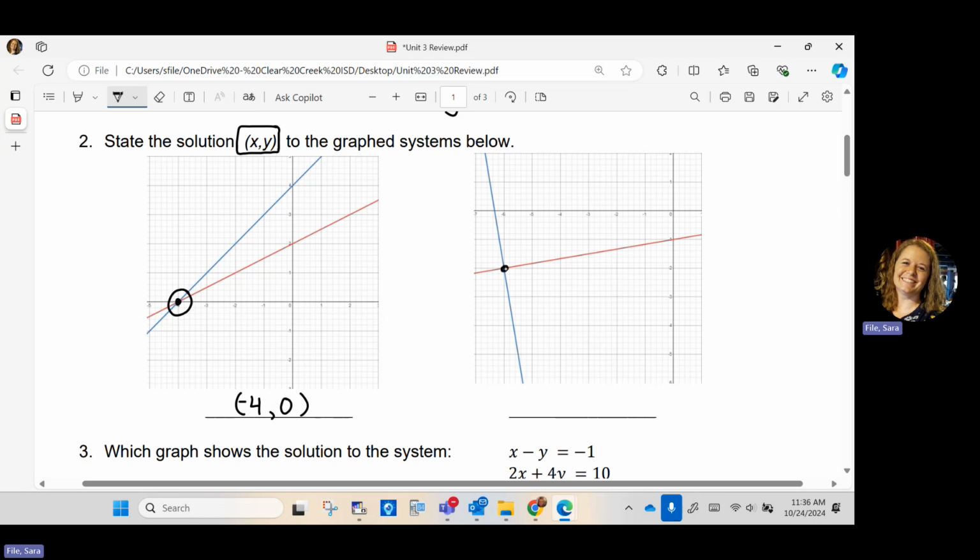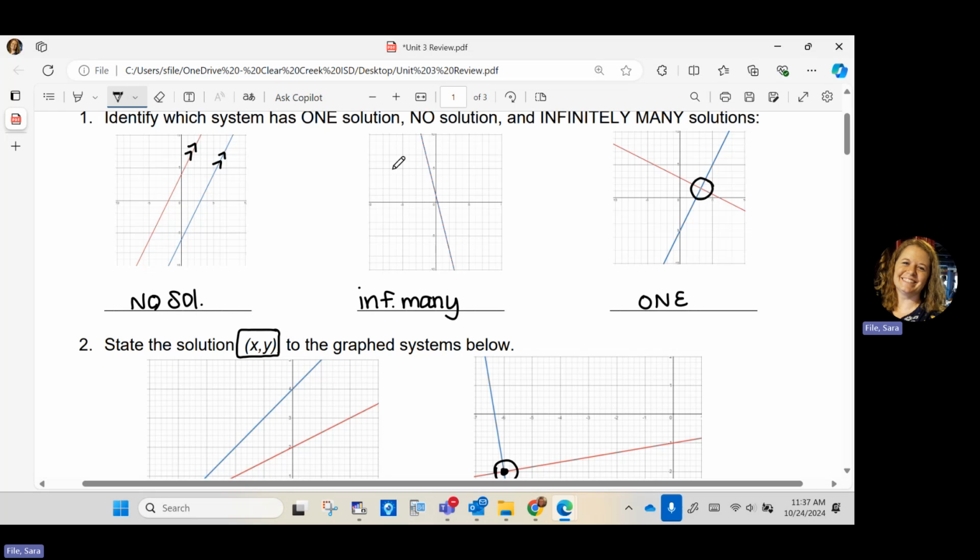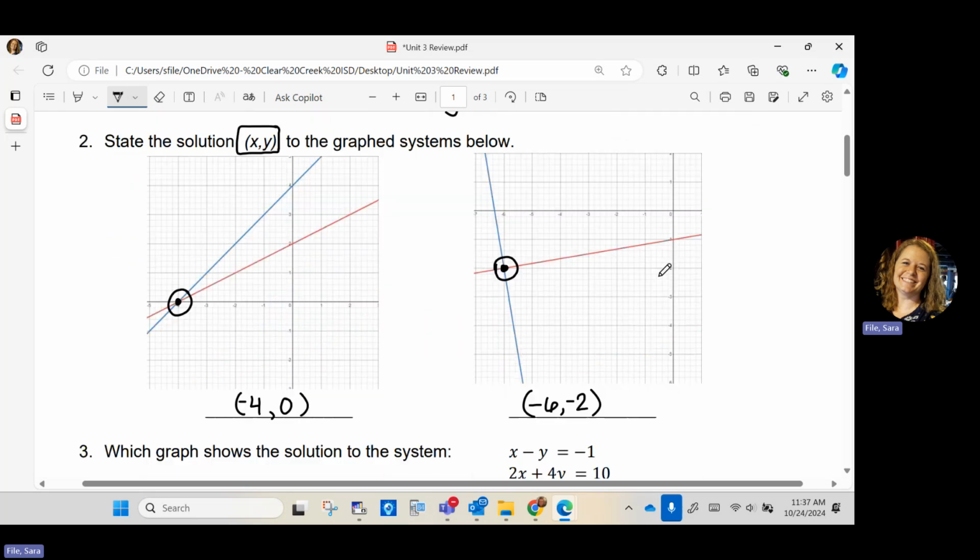For this one, that intersection is not on an axis, okay, but I still need to get the x and y value of that point. Okay, so from the origin, that's left 6. So the x value is -6. And then that's down 2. So the y value there is -2. So again, this is just making sure you understand a solution is an ordered pair. It's a point where the lines cross. You need an x value and a y value. Unless it's one of these special cases where there's no solution or infinitely many.